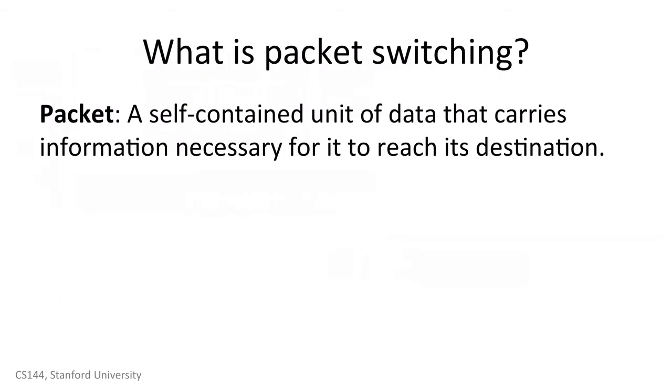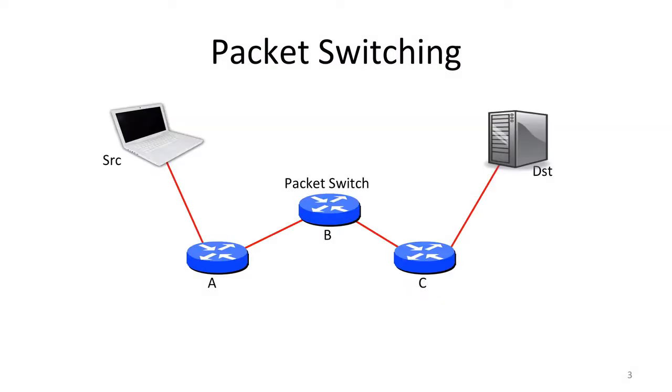A packet is a self-contained unit of data that carries information necessary for it to reach its destination. Packet switching is the idea that we break our data up into discrete, self-contained chunks of data. Each chunk, called a packet, carries sufficient information that a network can deliver the packet all the way to its destination. So let's say we have a source and a destination and a network of packet switches A, B, and C between them. When A receives a packet for the destination, it sends it along the link to B. When B receives a packet for the destination, it sends it along to C. And when C receives a packet for the destination, it sends it to the destination directly.